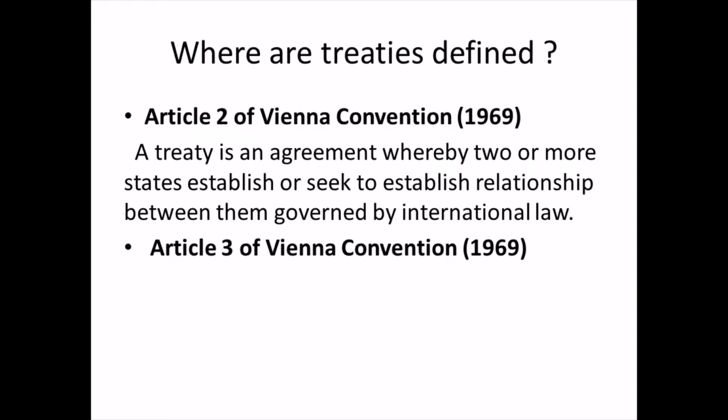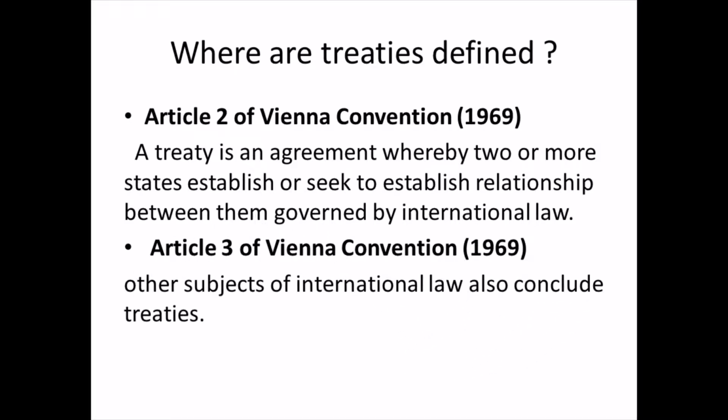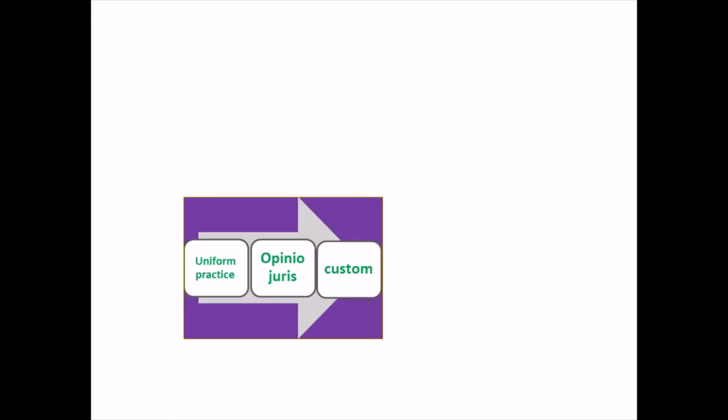The second set is Article 3 of the Vienna Convention of 1969, which extends a bit, where it states that other subjects of international law also conclude treaties. For example, international conventions, international treaties, Kyoto protocols, and other organizational meetings and universal conferences which are adopted. These also come under the umbrella of Article 3 of the Vienna Convention, which states that even those can be recognized as a source of international law.